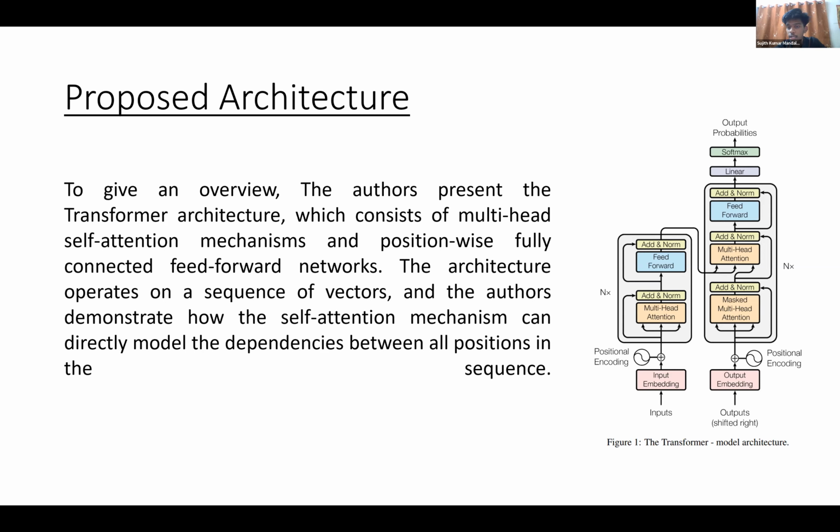Both the encoder and decoder are each composed of a stack of 6 identical layers. The encoder layer has 2 sublayers, the multi-head attention mechanism and a fully connected feed-forward network, whereas the decoder layer has 3 sublayers: a multi-head self-attention mechanism, multi-head attention over the encoder stack, and a fully connected feed-forward network. Both the encoder and decoder use residual connections and layer normalization as well. The model uses outputs of dimension d_model equal to 512, which is mentioned in the paper.